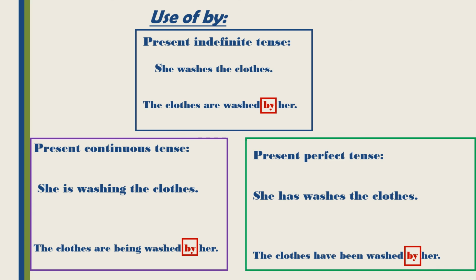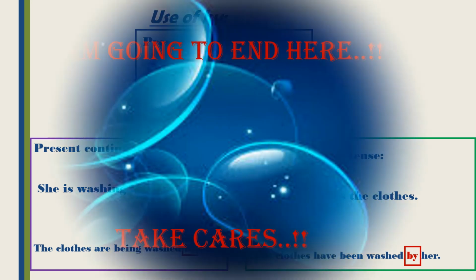The fourth step and the last one, that is we have to use by. We have to use by after the form of verb. The form of verb was washed. Now we have to use by after washed. You can easily see in these three boxes. In the present indefinite tense, we have used by after the form of verb washed, because this is the fourth step. In present continuous tense and in present perfect tense, we also used by after the word washed, that is the form of verb. So this is the fourth step.